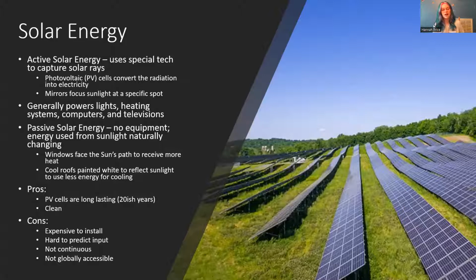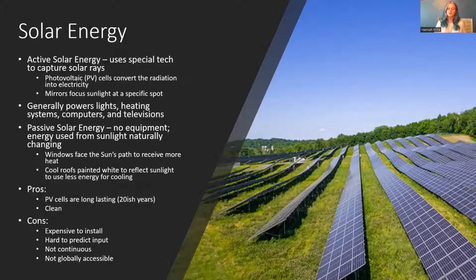With solar energy, active solar energy is used through special technology to capture the solar rays, such as PV cells and mirrors. The PV cells convert the radiation into electricity, and mirrors focus sunlight into a specific spot. Generally, this powers lights, heating systems, computers, televisions, and other electricity you find in one building.